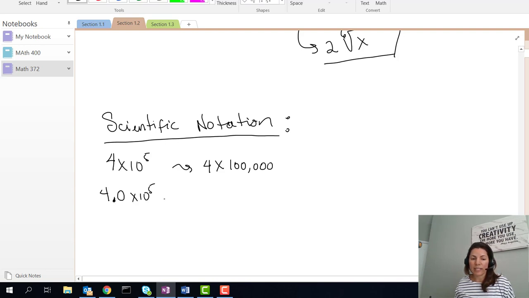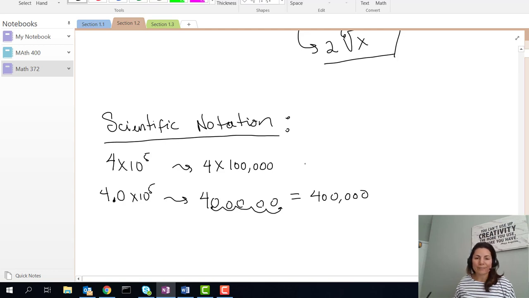So what this means is that you're going to move the decimal place 5 times to the right. Since this is positive, you're going to move to the right. If it was negative, you're going to move to the left. And so 1, 2, 3, 4, 5, that's where the decimal place will go. So you need 1, 2, 3, 4, 5 zeros. And so in this case, you get 400,000, which is really 4 times 100,000.